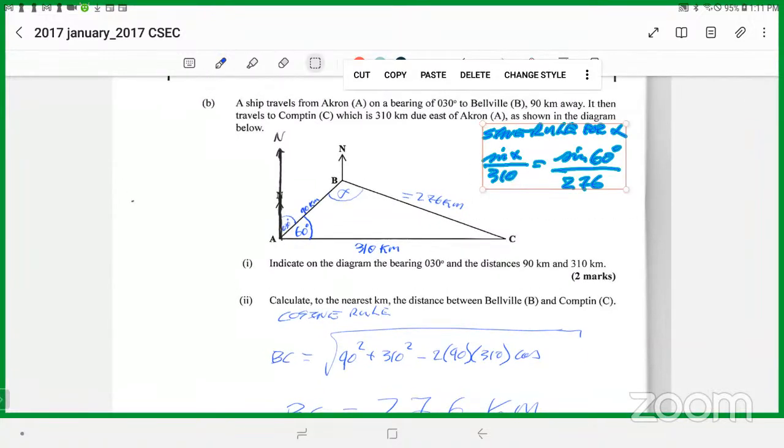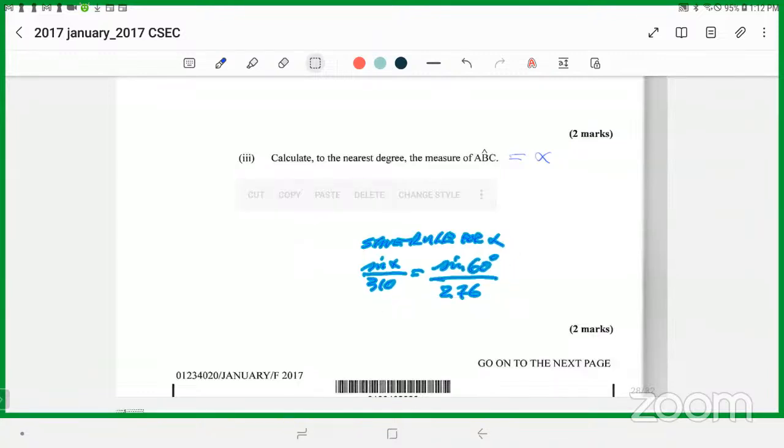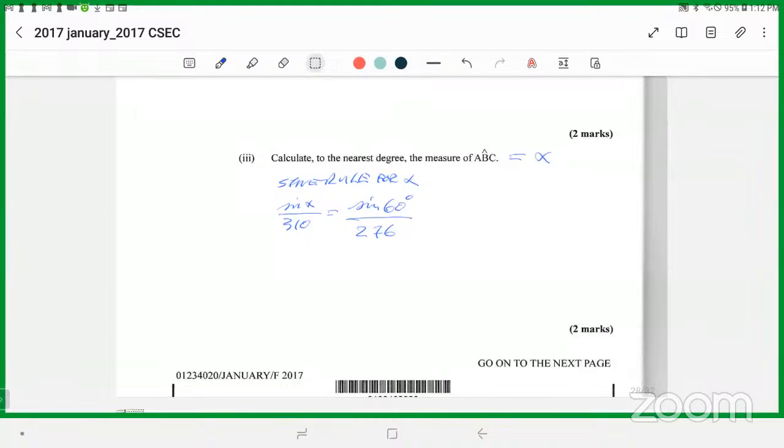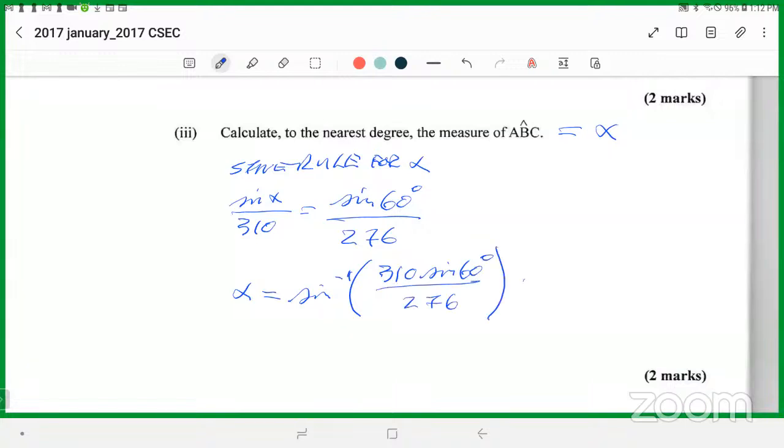Let's copy it, cut and paste it down here now. You can see, guys, I don't give a lot of space to work with. So I keep telling you. That's what we're doing, and we're trying to find alpha. So we're going to multiply by 310 and then take the inverse sine in front of that. So alpha is going to be sine to the -1 of 310 times the sine of that 60-degree angle over 276. That's going to give us our alpha straight out the bat, and set to the nearest degree means that we don't put in a decimal.